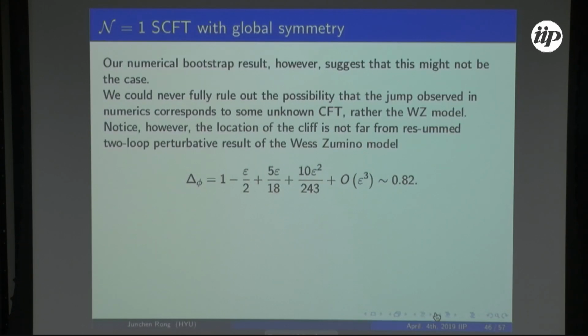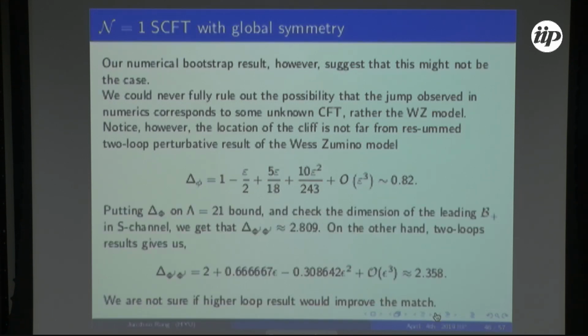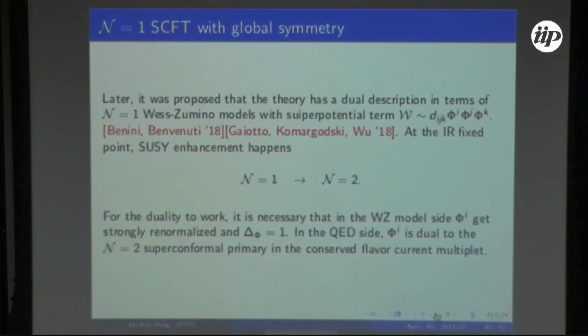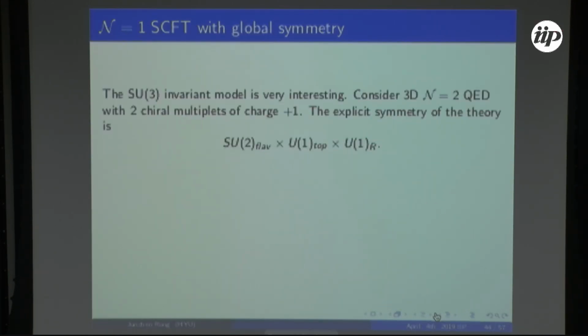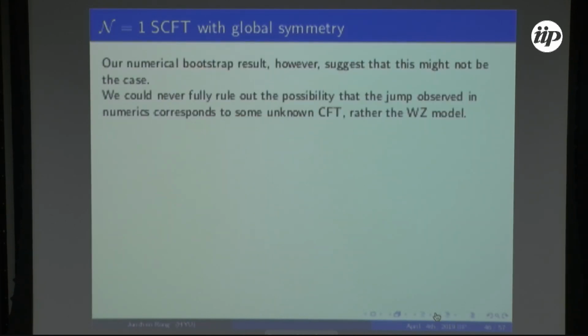However, as I have showed you, our result, our N=3 kink was not really at 1. It's around 0.8. Okay, so we could never fully rule out the possibility that the jump observed in numerics corresponds to some new unknown CFT rather than the Wess-Zumino model. But from my argument about this decoupling of d_ijk phi_j phi_k, I think it's pretty believable that this should be identified as a Wess-Zumino model.